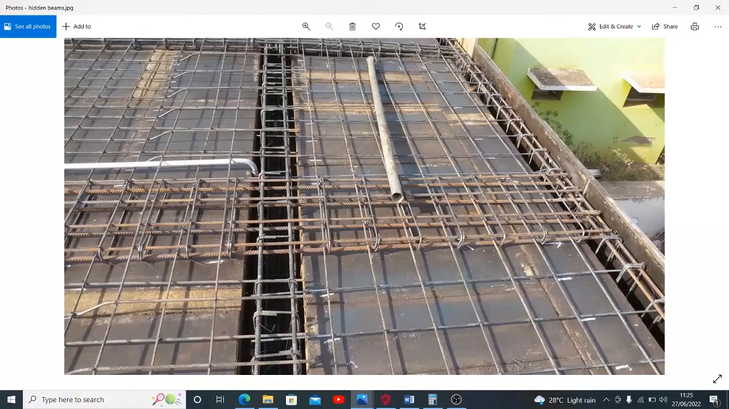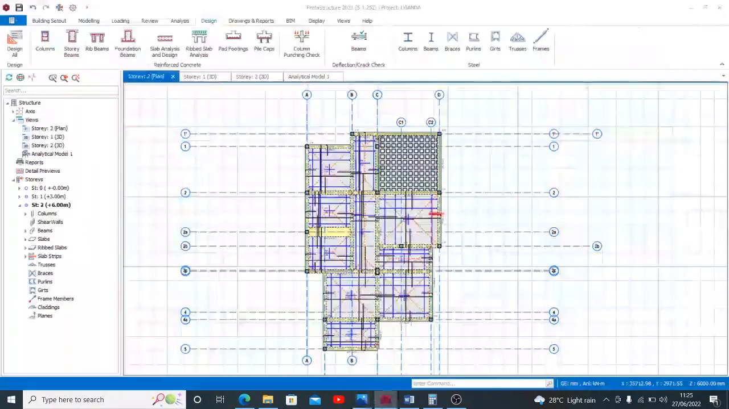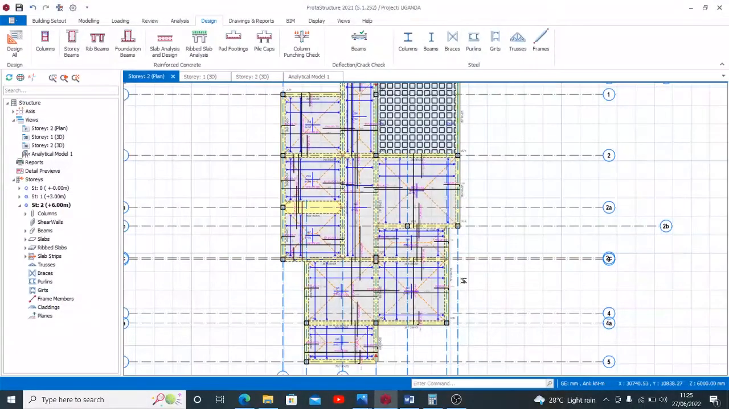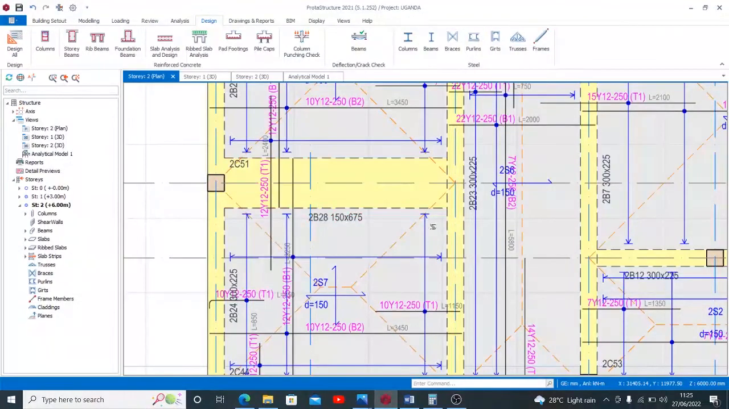So we are talking hidden beams, concealed beams in this video, and I'm bringing more perspective in addition to my response in the comment section in the last video to Mr. Olusegun Kehinde, right? So I will continue in this video and I'll put more perspective. So this is the particular job where we actually placed our hidden beam, and this is it. And I showed us how I arrived at 150 by 675.